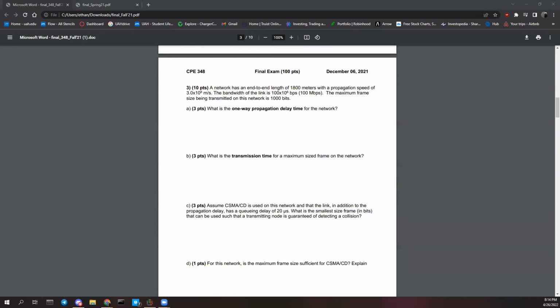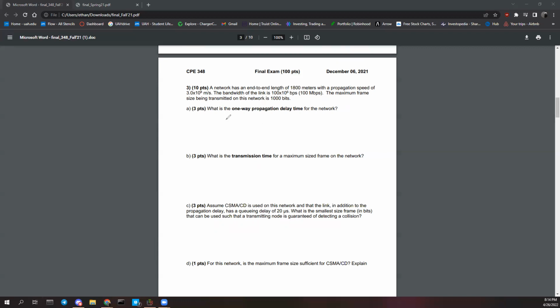A network has an end-to-end length of 1,800 meters with a propagation speed of the speed of light. The bandwidth of the link is 100 times 10 to the 6 bits per second, or 100 megabits. The maximum frame size being transmitted on this network is 1,000 bits, or 1 kilobit, not kilobyte. What is the one-way propagation delay for this network?